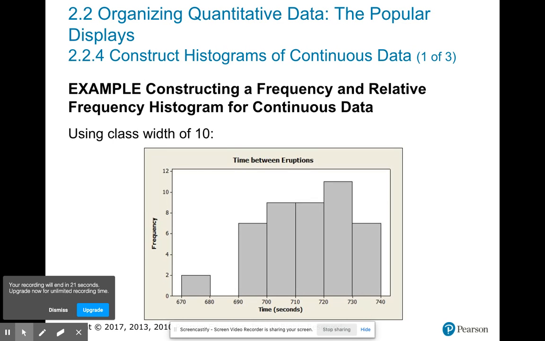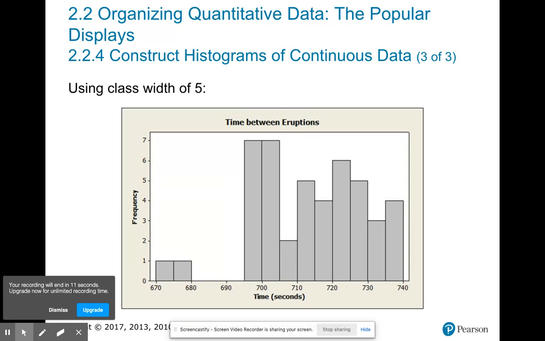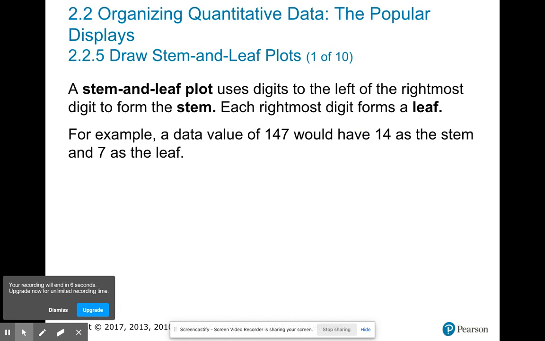Then we make our frequency table and we can draw our chart. So this is a chart based on a width of 10. Here's a chart based on a width of 5. So it's very similar looking, but it's not exactly the same.